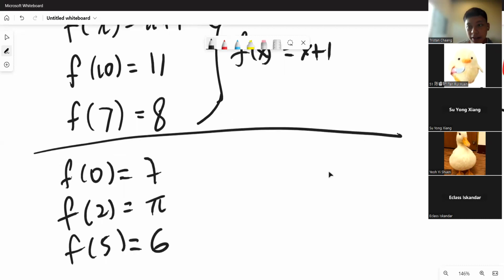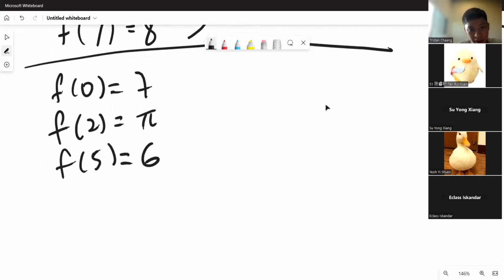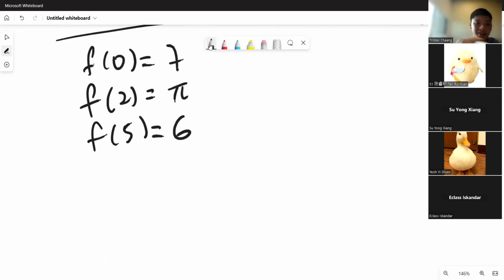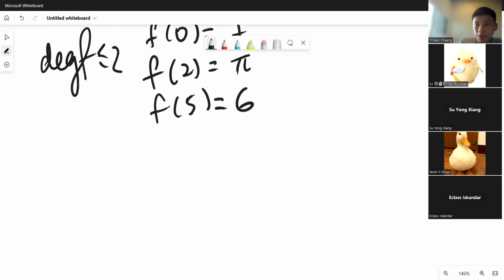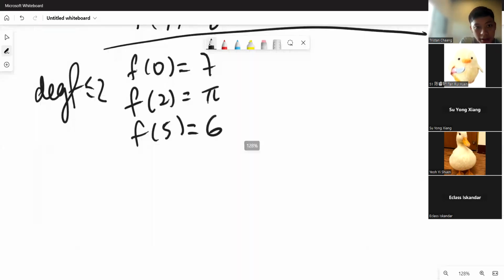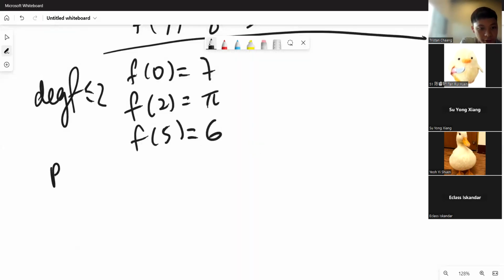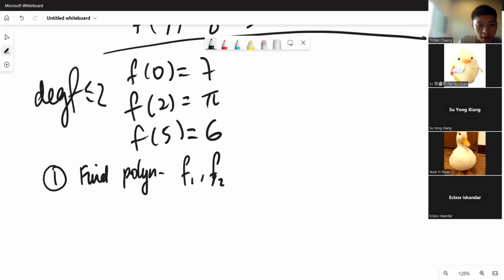So the trick here is to do something like that. Sorry, I have to write that condition here as well: degree of f is less than or equal to 2. So the first step, we're going to find polynomials f1, f2, f3.